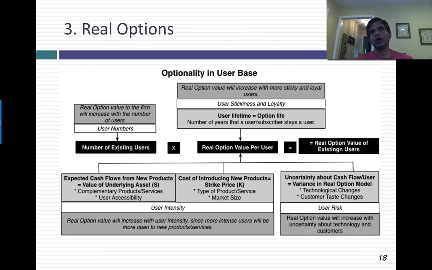Finally, let's talk about real options. The value of a real option comes from the drivers of an option value. So if you think about stickiness of users, you have users who are going to be with you for the long term, that drives the life of the option. If you talk about intensity of users being on your platform for long periods, you can sell them more stuff.